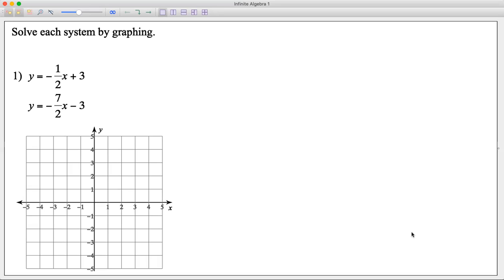Recall that 3 things can happen when we do this process. We've only seen 2 of them. You can find where the lines intersect, and where they intersect is the answer. They could be parallel, in which case there's no solution, or they can be the same line.